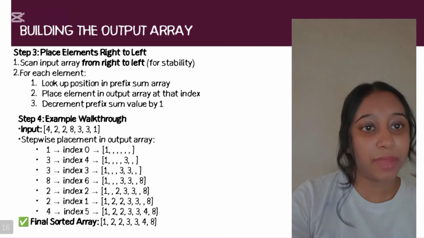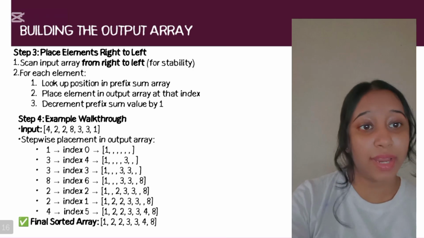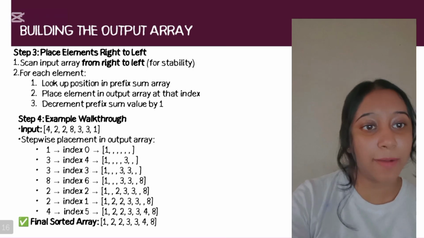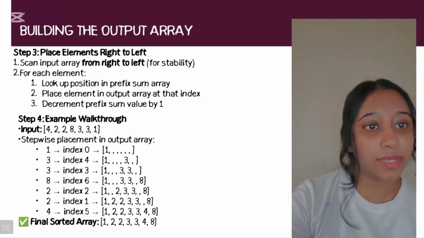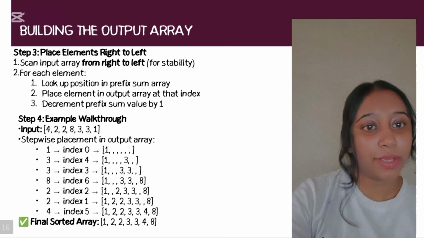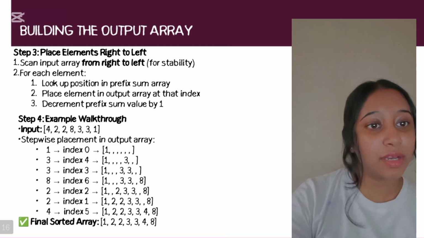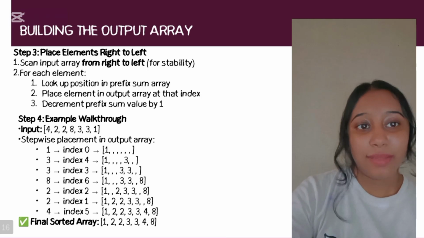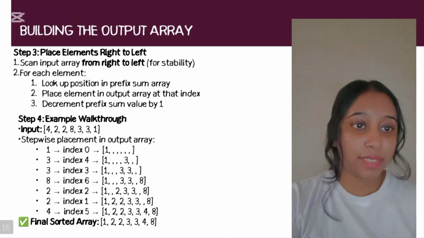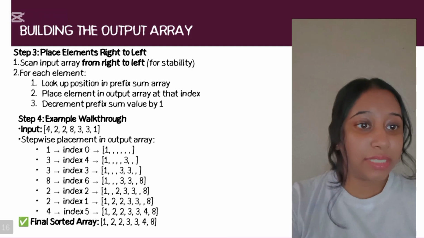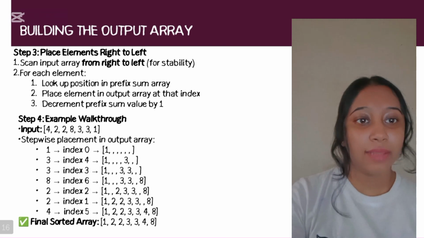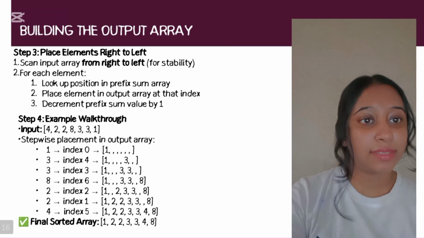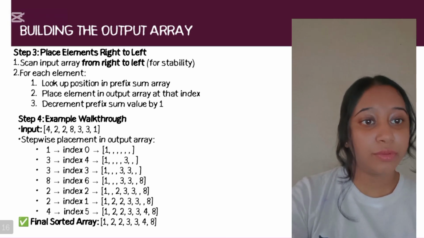Element 8. Prefix sum 7, placed at index 6. Decrease prefix sum of 8 to 6. Element 2, the rightmost 2. Prefix sum 3, placed at index 2. Output array 1 2 3 3 8. Decrease prefix sum of 2 to 2. Element 2, the left 2. The prefix sum 2, placed at index 1. Output array 1 2 2 3 3 8. Decrease prefix sum of 2 to 1. Element 4, prefix sum 6, placed at index 5. Output array 1 2 2 3 3 4 8. Decrease prefix sum of 4 to 5.